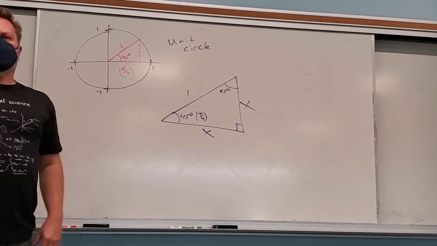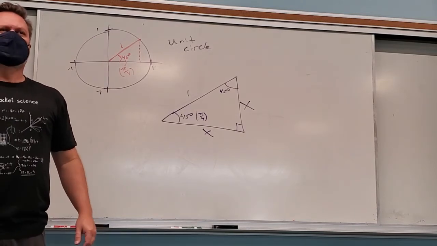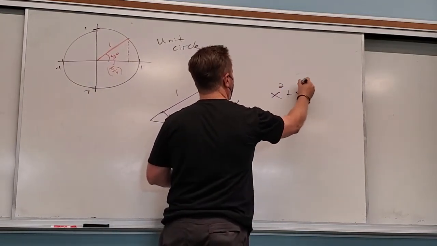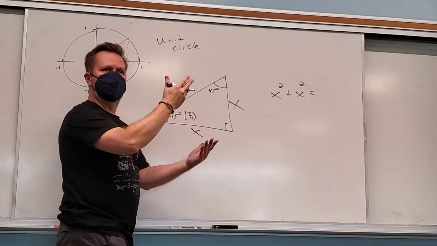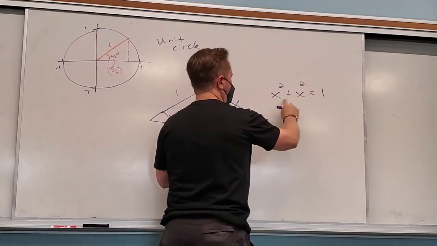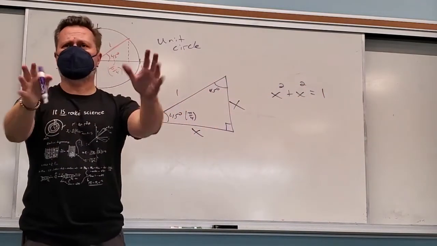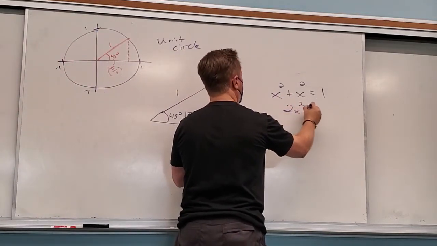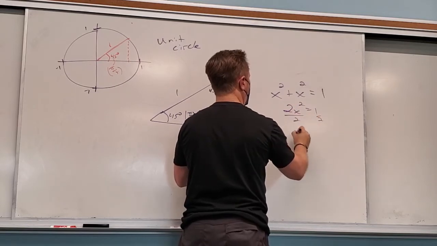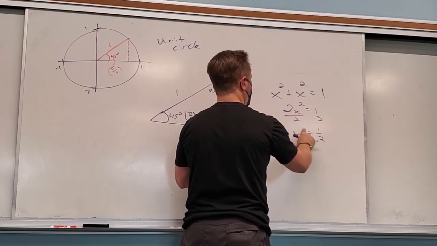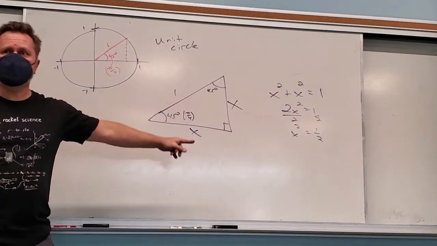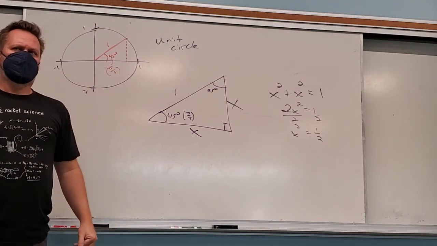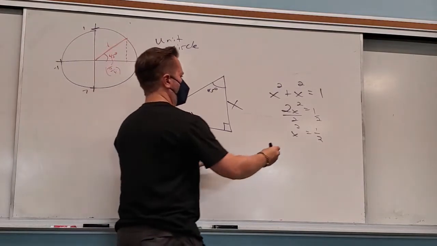What does the Pythagorean theorem say? X squared plus X squared equals 1 squared, which is 1. What is X squared plus X squared? 2X squared. Good. No X to the fourth, right? I don't see any X to the fourths. So 2X squared equals 1. Can't I divide by 2? Is that cool so far? Just solving for X. I don't know what X is, but I can solve for X now. So then what's X?